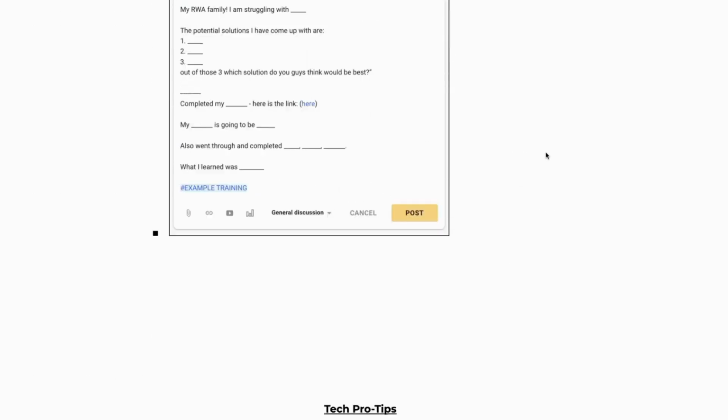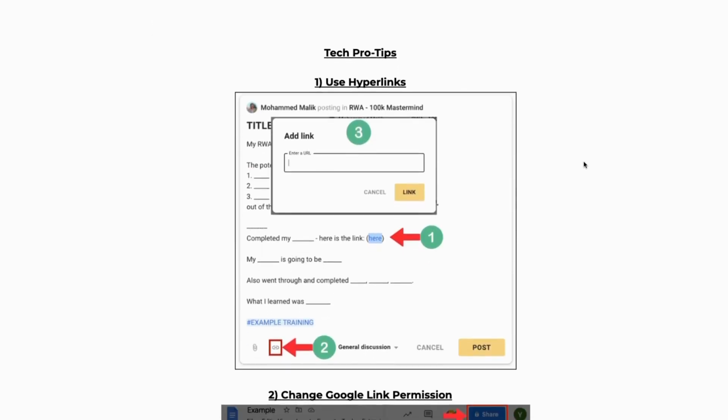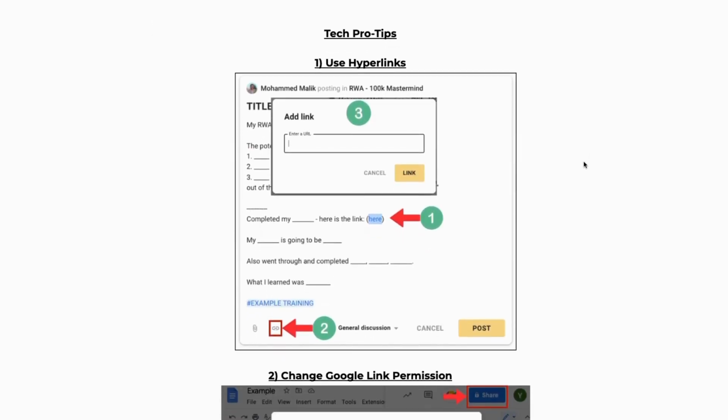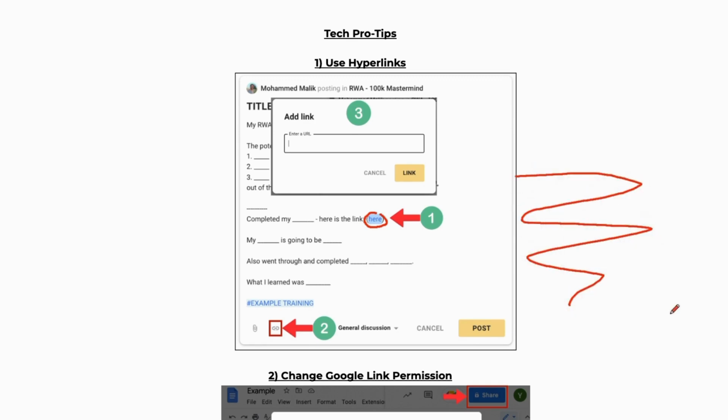Now, a couple other pro tips when it comes to technology, okay? I would urge you to go ahead and utilize hyperlinks. For those of you who don't know what a hyperlink is, it's basically like a link. When you click on it, it opens up. The reason why is because, let's say, for example, you're sharing a Google document, right? A Google document might have a massive link. If you just end up copying and pasting it, it might take half the post in just the link. And so I would urge you, whenever possible, use a hyperlink.